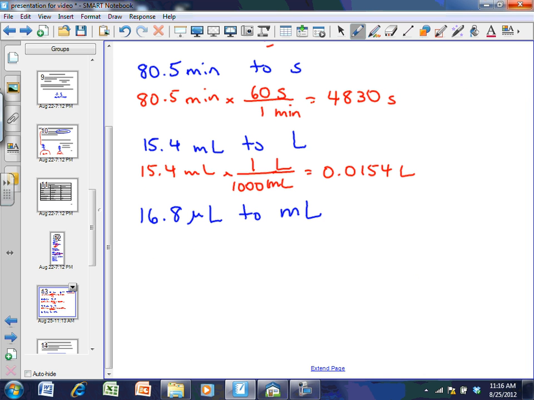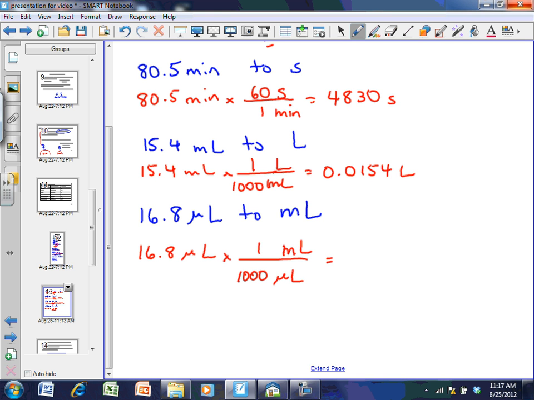Last one, 16.8 microliters to milliliters. Okay, so a couple of ways you could do this. If I put microliters in the denominator and milliliters in the numerator, then I need to know how many milliliters in a microliter. You may have difficulty even using that chart saying, well, there's 1,000 microliters in 1 milliliter. That's kind of tough. But for some people, that's obvious. For others, that's not so obvious.